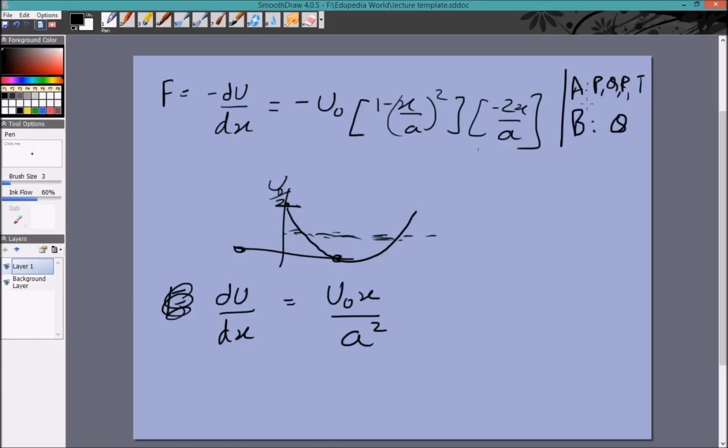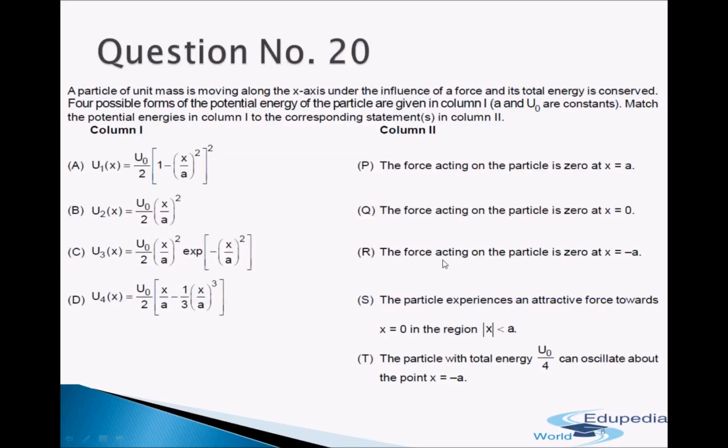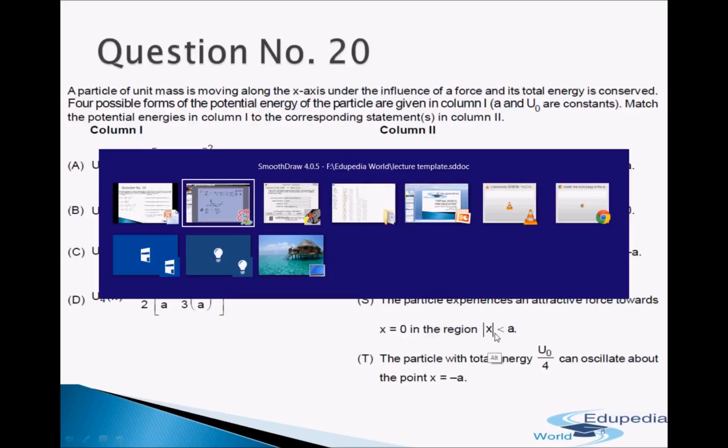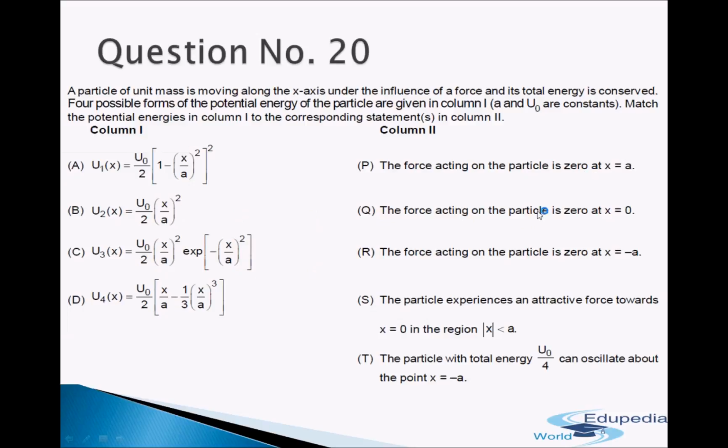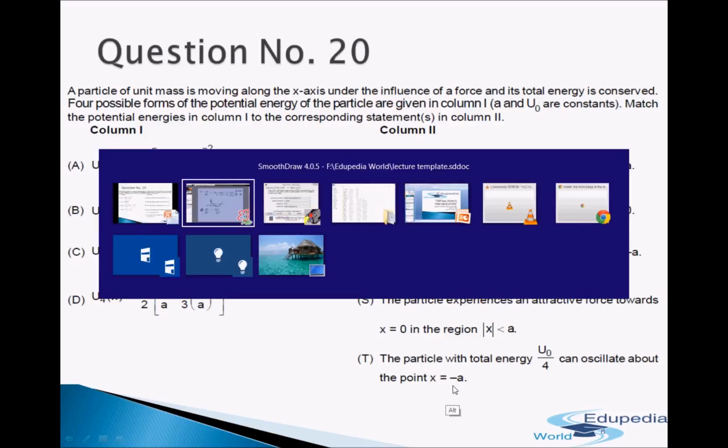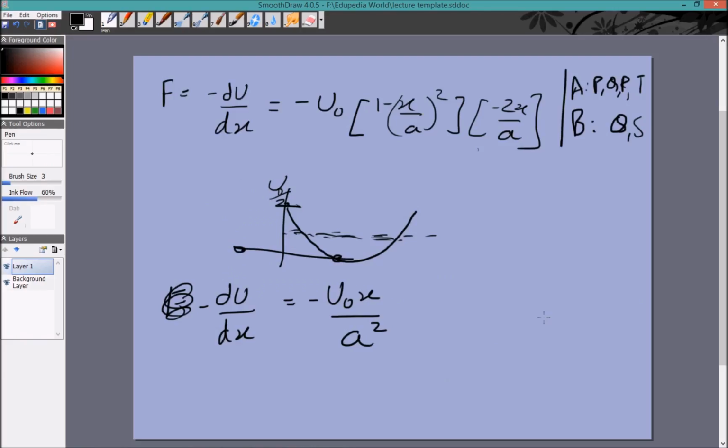Now let's look at the other two options. For S, it has to experience an attractive force. So du by dx is this, minus du by dx is this, which is the force. When x is positive, it's negative, and when x is negative, it's positive. So it does experience an attractive force. So S will be an answer. How about T? Can there be an oscillation about x is equal to minus a? No, because x is equal to minus a is not an equilibrium position. Oscillations can only occur about equilibrium positions.